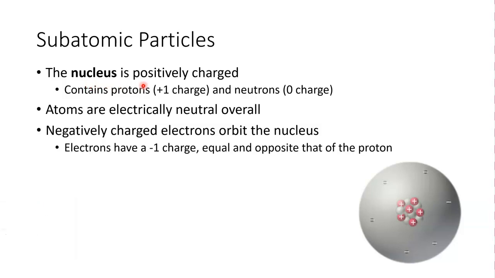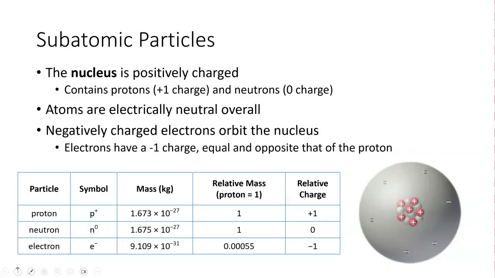The nucleus is positively charged, and that's in the center here, and it contains two particles, a proton with a +1 charge and a neutron with no charge. Atoms are electrically neutral overall, meaning that there has to be another particle that has an opposite charge of a proton, and that is the electron, and these orbit the nucleus. Electrons have a -1 charge, which is equal and opposite to that of the proton.